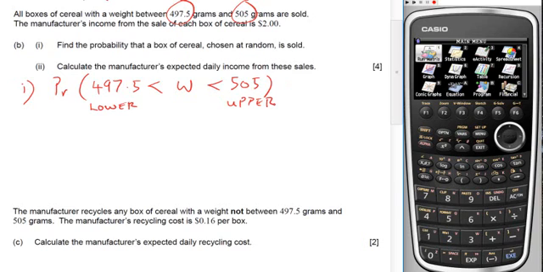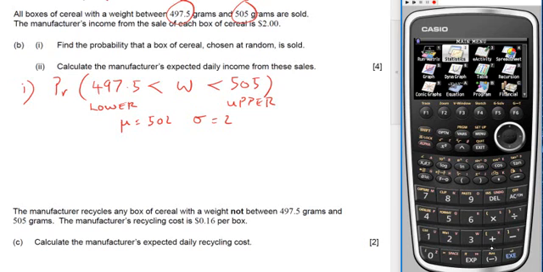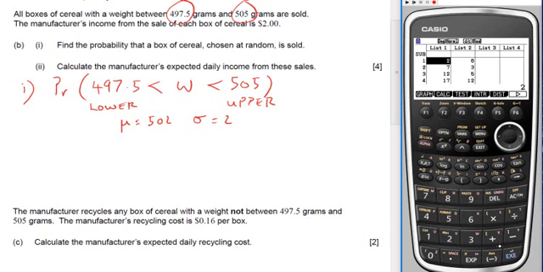And this is where you turn to your GDC, because you have information that you've already shown the examiner you understand, and that is that the mean is 502, and that the standard deviation is 2. So we're going to use that information. We go over to the GDC, go into statistics, go into distribution, F5, go into normal, F1, and almost invariably you'll be using these 2 boxes here. In this case it's NCD.